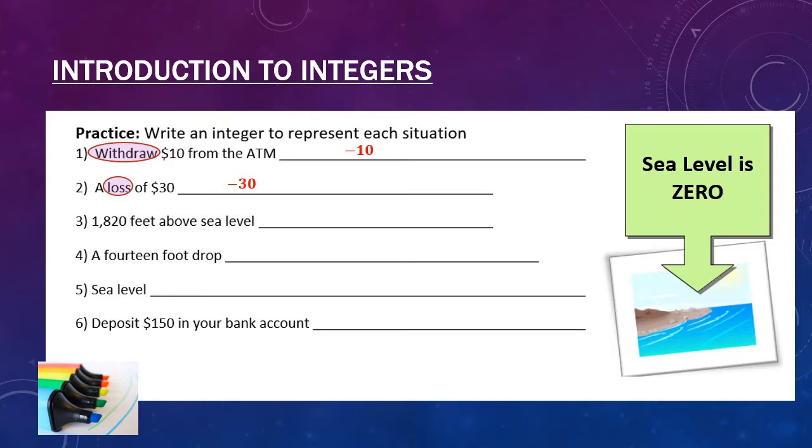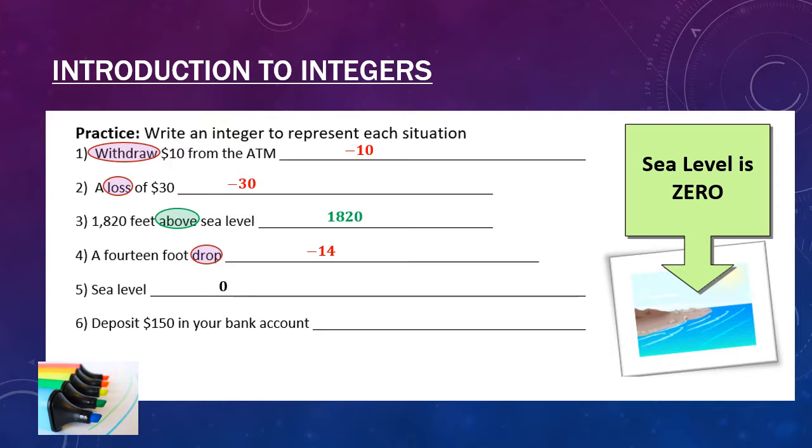1,820 feet above sea level. Above is my key word, and that would be a +1,820. A 14-foot drop. That means I'm going down. So that would be a negative 14. Sea level, we know, sea level is the key word, so I don't have to highlight anything. And I wouldn't highlight it a specific color because sea level is just neutral.